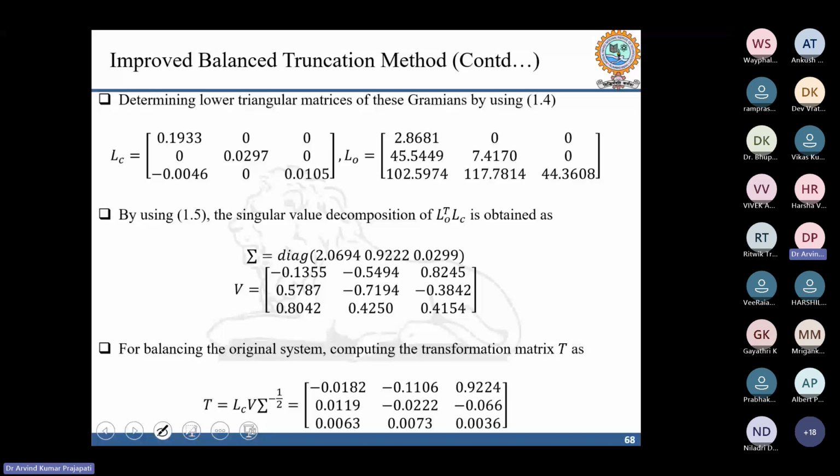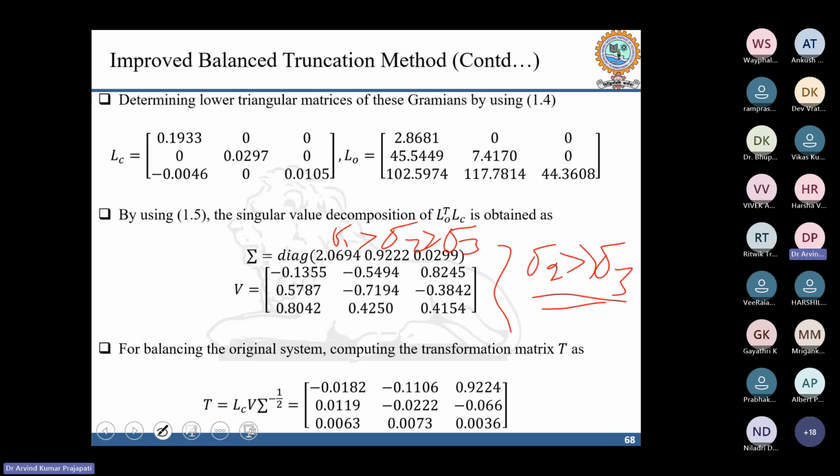In the diagonal matrix you can see that sigma 1 is greater than sigma 2, and sigma 2 is greater than sigma 3. So it is automatically arranged. If you are going to determine the second order system, there should be a very high gap. If this gap is not high, then there will be a steady state error between the original system and the reduced system obtained by the balanced truncation method. To overcome that, I have proposed the improved balanced truncation method, which I am discussing here.